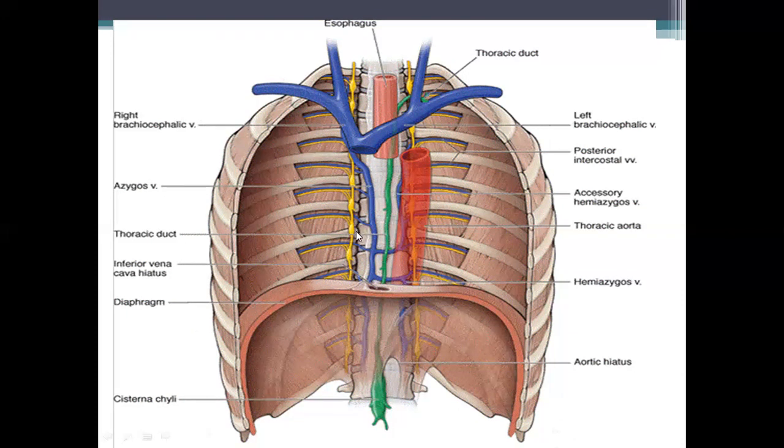Once it reaches the T5 or T4, it crosses the midline from the right side to the left side. Okay, when it crosses from the right side to the left side, it enters from the posterior mediastinum to the superior mediastinum.